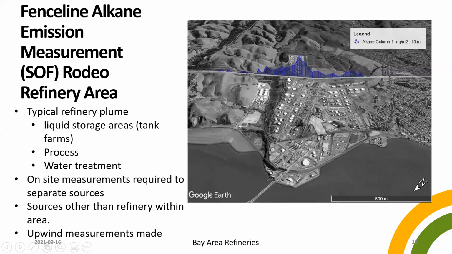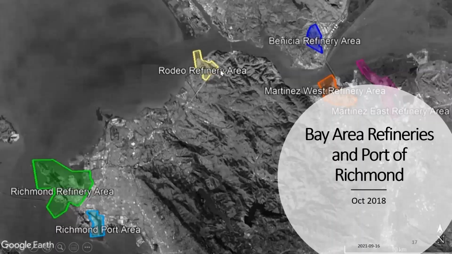So what you can see here is actually a solar occultation flux measurement, SOF measurement, where the height corresponds to the column, or the amount of VOC seen here, and what you see is alkane. Each 10 meter here of alkane corresponds to 1 milligram per square meter, which is the unit that we're measuring. So this is the Rodeo refinery area.